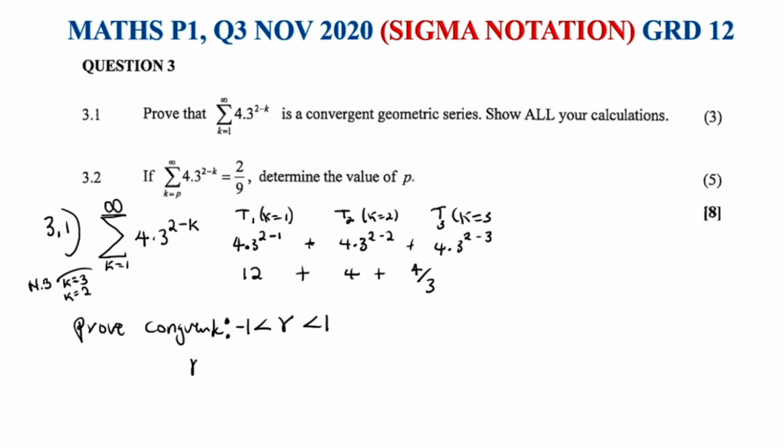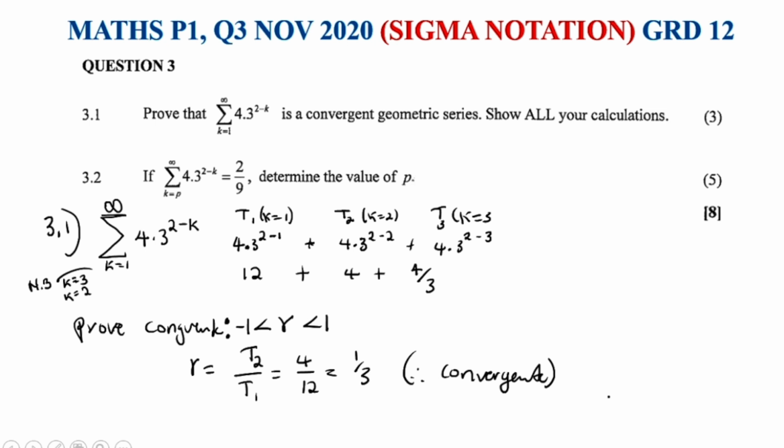Let me say r is equal to T2 over T1. T2 is 4 over T1, which is 12. This is going to give us 1 over 3. Definitely, if r is 1 over 3, it means r is less than 1 but greater than -1. So therefore, it is true that this series is a convergent series.